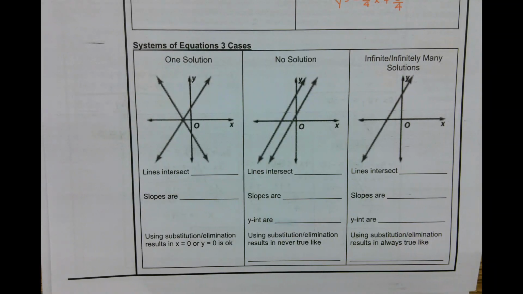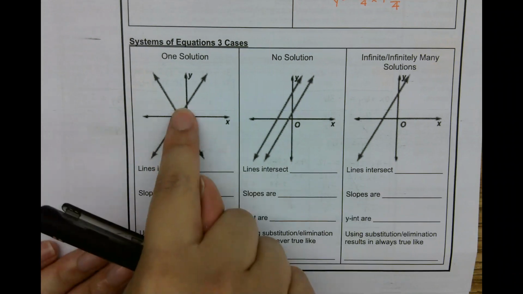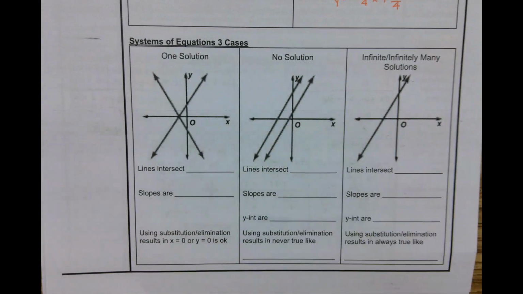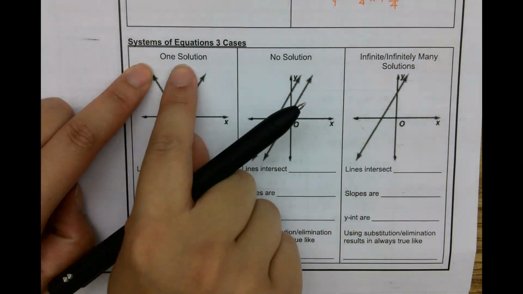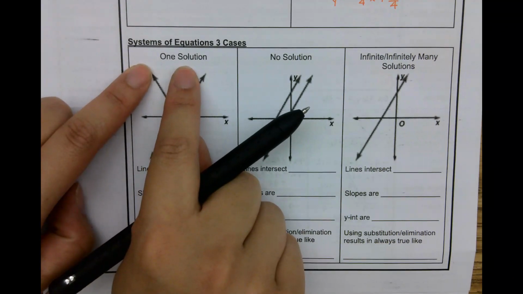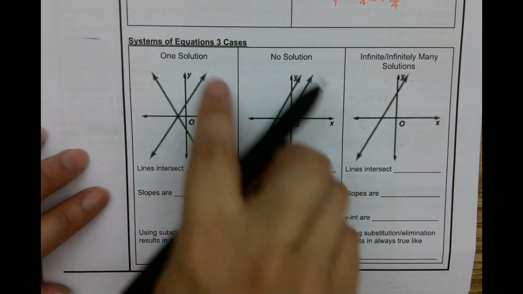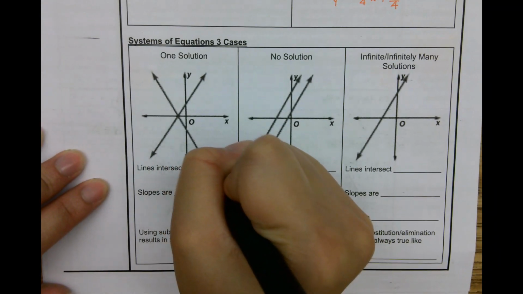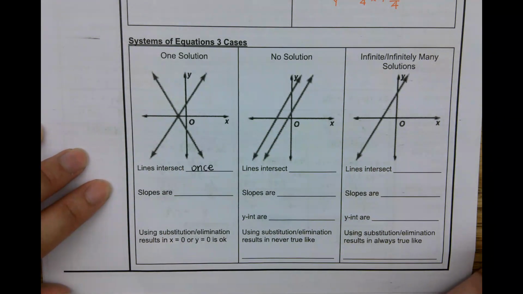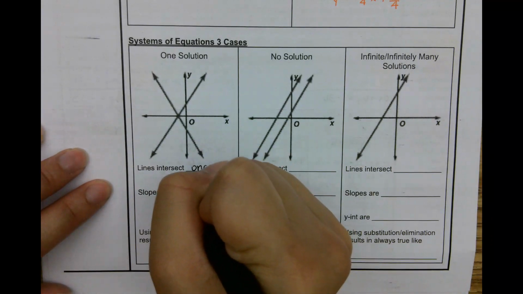Hi guys, so today we're going to be talking about which method is best when solving systems, but just as a quick refresher, we want to talk about the three cases that we have when we have systems of equations, right? So first is when there is one solution. In those cases, the graph would look something similar to this, where the lines intersect exactly once, and as a result, the slopes are different.